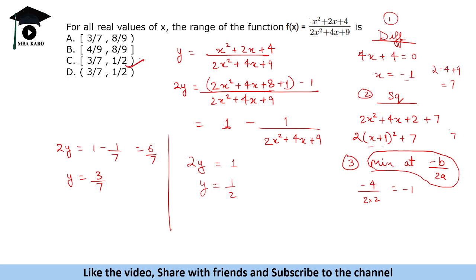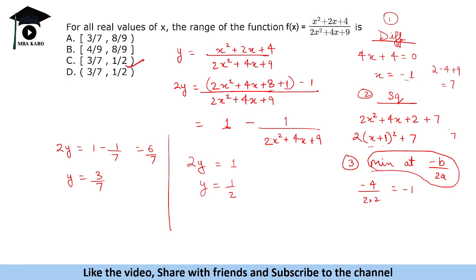So that is your answer. That is the range of this function. One needs to be careful about these things, where one needs to include the values and exclude the values. We will include 3 by 7 because we will get exactly 3 by 7 in this case if we put minus 1.